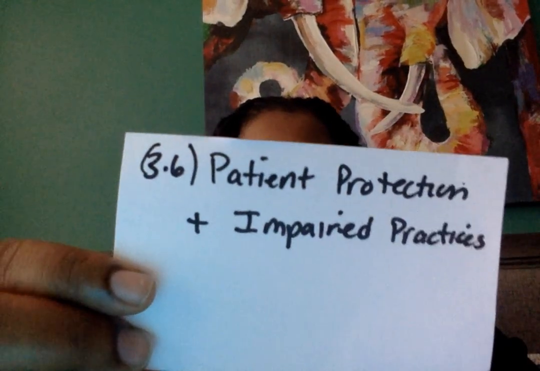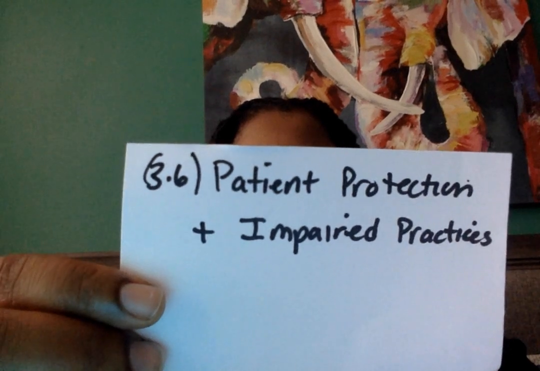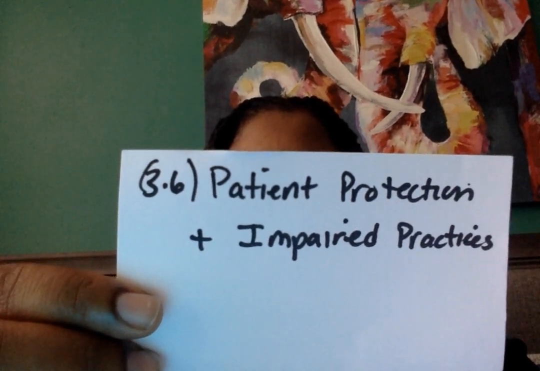Which moves me to section 3.6, and we can use the example that I just gave as an example for this section as well. 3.6 is the protection of patients from impaired practice, which states nurses must protect the patient, the public, and the profession from potential harm when practice appears to be impaired. So, as mentioned in the previous scenario, the CRNA was performing impaired practice, and the nurse did what she was supposed to do by speaking up, following chain of command, and completing an incident report on her end.